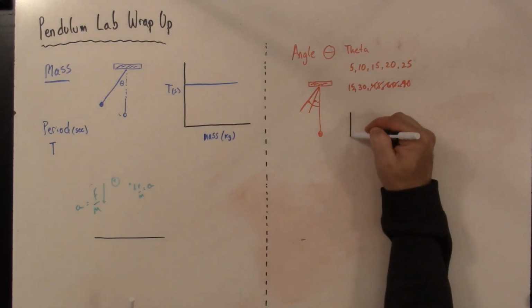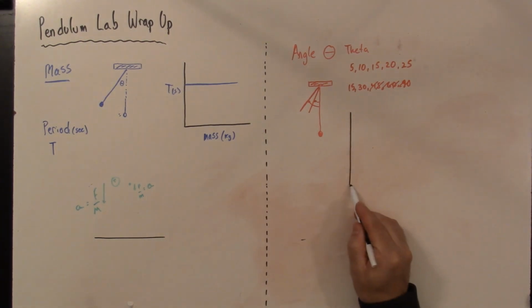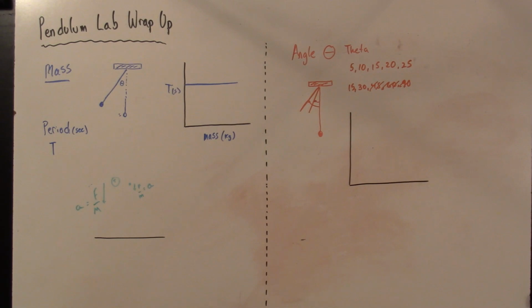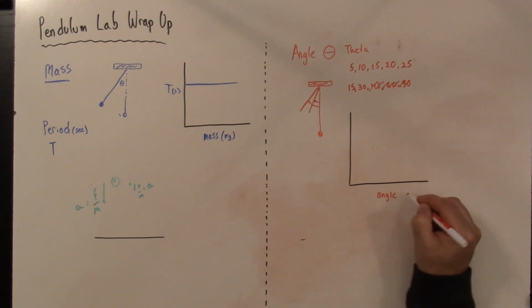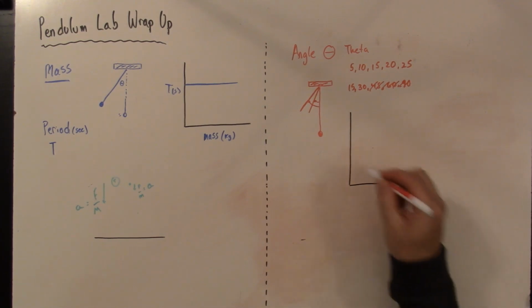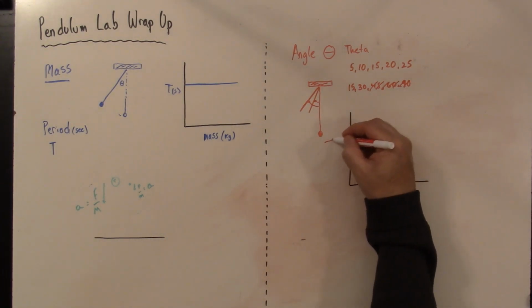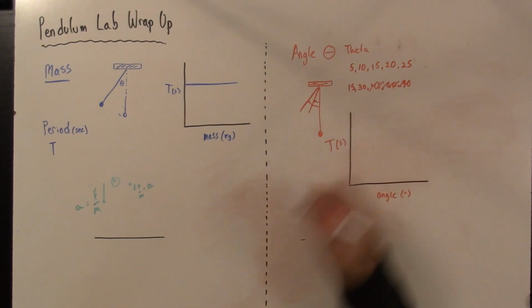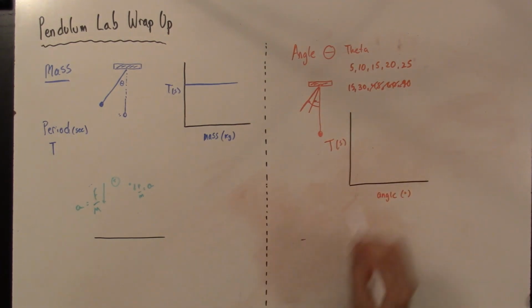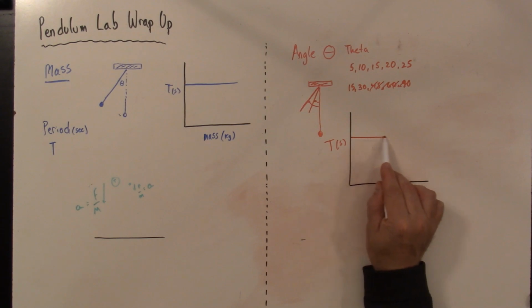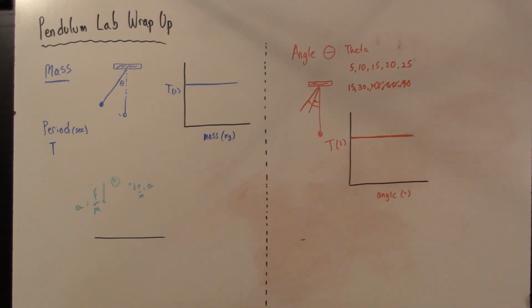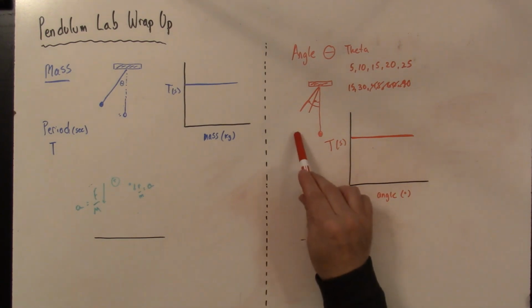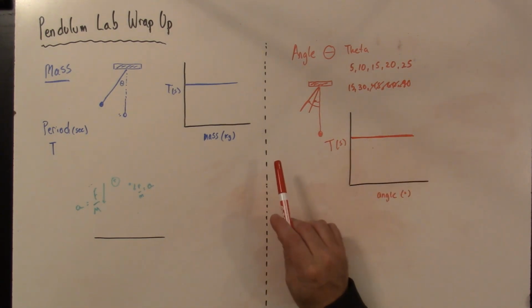But if you were diligent and you're paying attention, and you graph this here, again, you're changing the pullback angle, usually measured in degrees, and then over here the period, measured in seconds. Your result should have been another no relationship. Now, how is it possible that if you pull it back farther, it doesn't take more time?